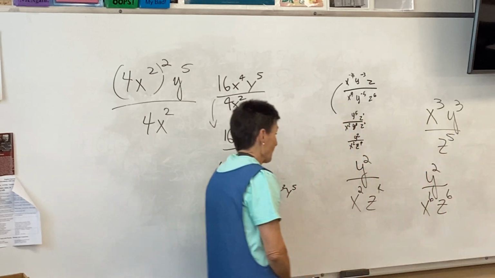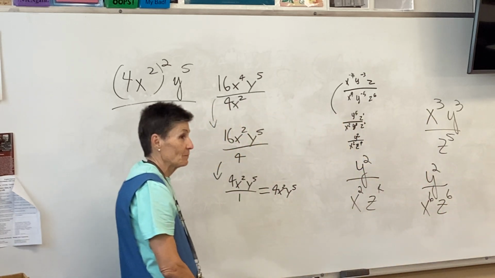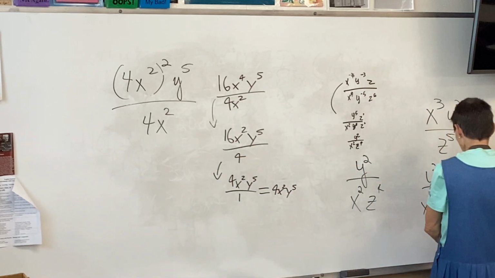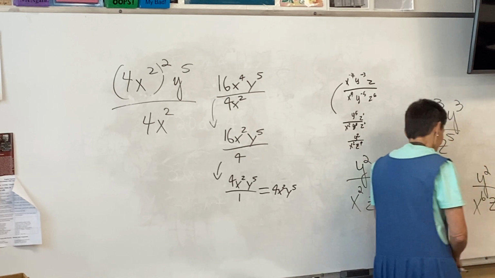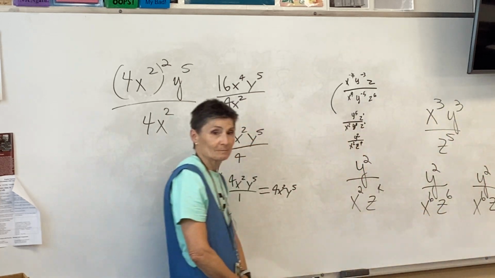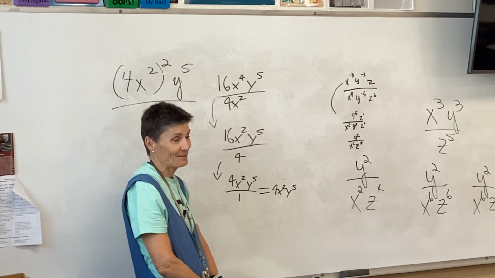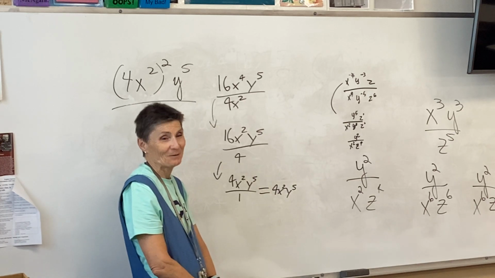I got the same thing as him, except the z was a to the fifth. So we have y squared over x 6 z 6. Oh, that's the z. I didn't see that. Oh, okay, yeah, he's right. I didn't see that z. I caught my mistake.